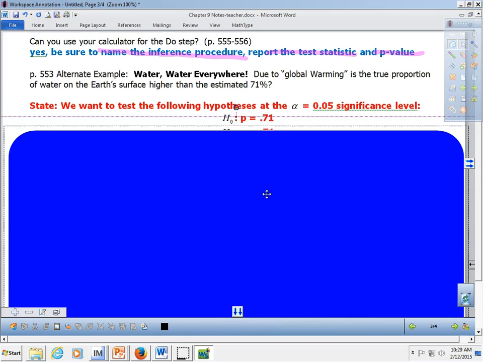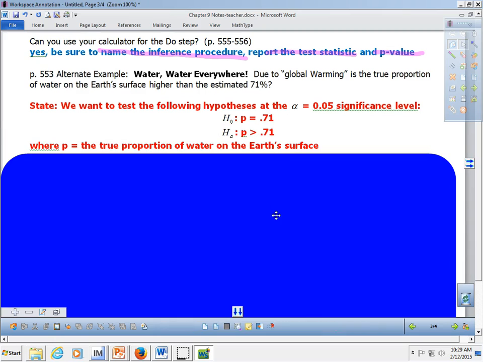Okay, first, state. This is how you need to show your state step, right? We want to test the following hypotheses at an alpha of 0.05 significance level. So our alpha is 0.05. If you don't want to write significance level, that's fine. You say alpha is 0.05. Now list your hypotheses. H naught, p equals 0.71.